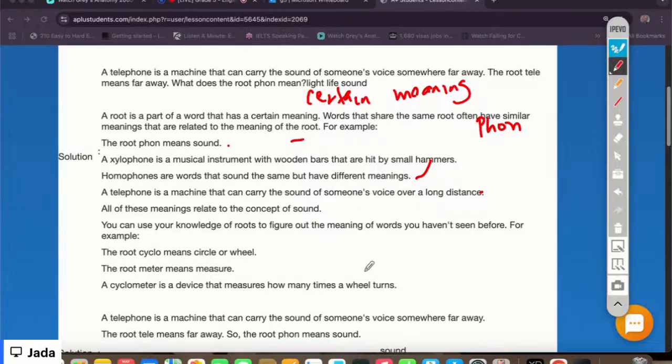Okay, so you can use your knowledge of roots to figure out the meaning of words you haven't seen before. For example, we have the root cyclo means cycle or wheel. The root meter means measure. A cyclometer is a device that measures how many times a wheel turns. So you're just basically using your knowledge to figure out the meaning of words you haven't seen before. Okay? So let's look at some examples.